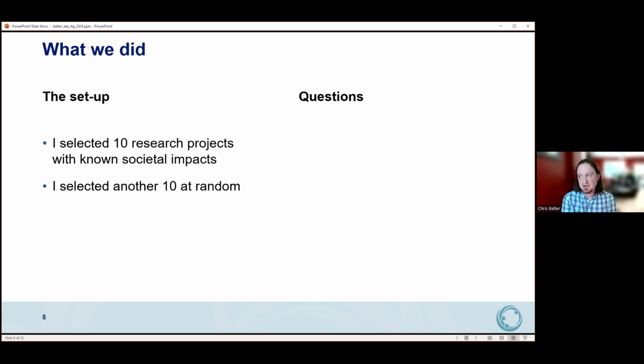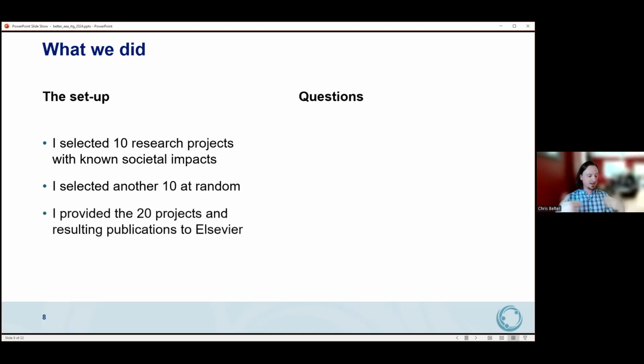But the idea was, at least if I picked 10 at random, chances are these are probably not particularly impactful projects. So we actually have a test case where we know which ones are influential and which ones are probably not influential, and then see, could it actually tell us the difference, right? So I provided the set of 20 projects to Elsevier. Elsevier didn't know which was which.